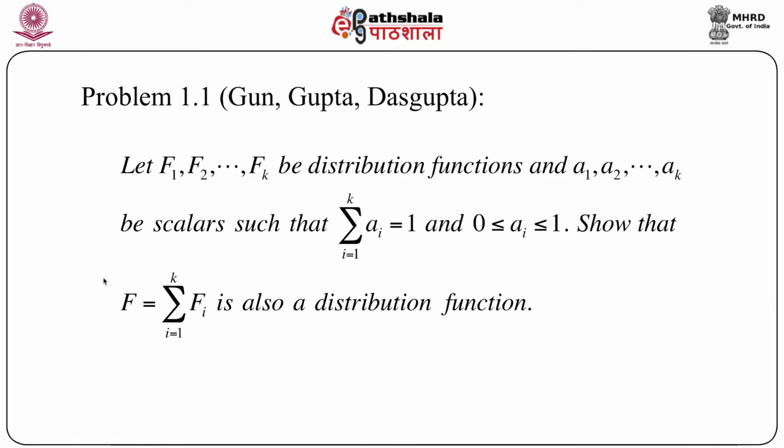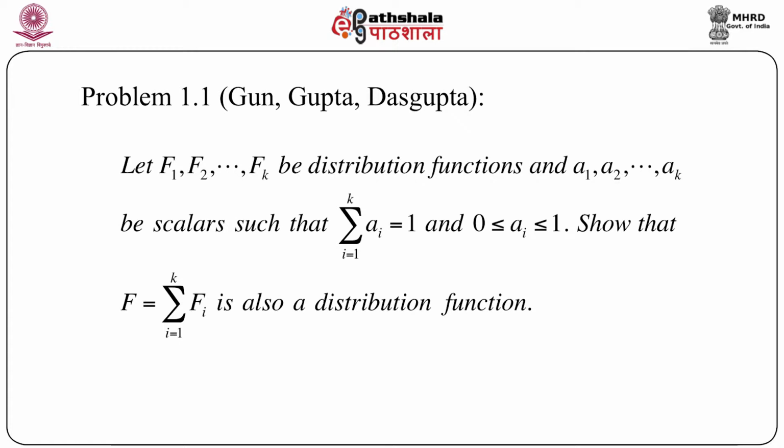Let f1, f2, ..., fk be distribution functions, and a1, a2 and so on up to ak be some real numbers or scalars, such that summation ai equals 1 and 0 less than or equal to ai less than or equal to 1. That means the ai's are all positive quantities but less than or equal to 1. Then if we define another function capital F as summation ai Fi, i equals 1 to k, we have to show that this F is also a distribution function.